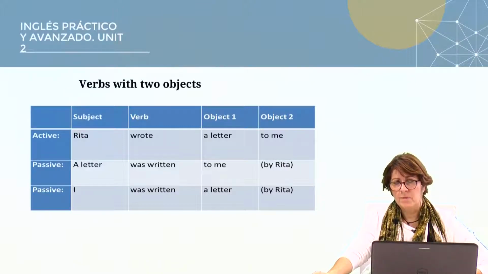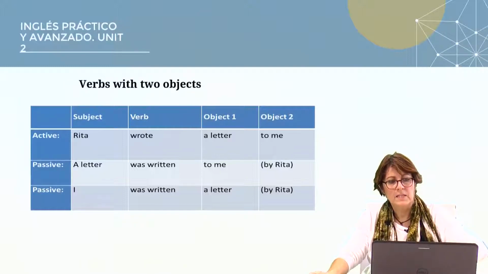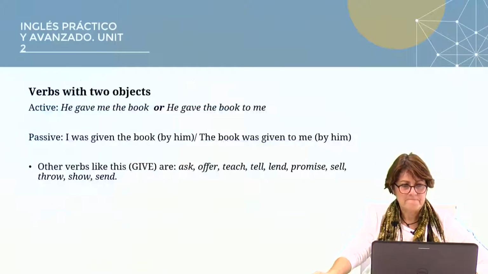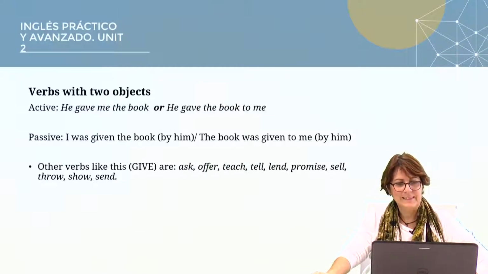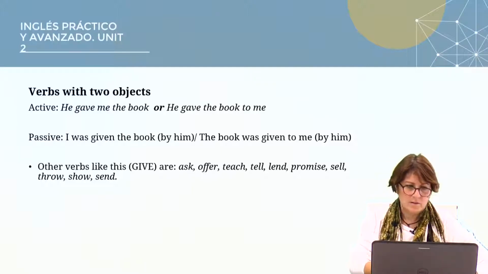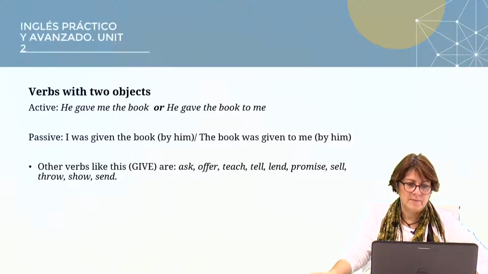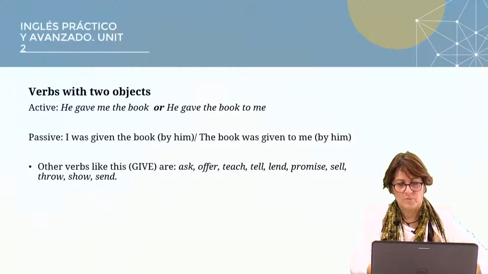Someone gave me a book. You can say I was given a book, or a book was given to me. So you can say both. And you will find this passive with two objects very frequently. For example, this is the example I gave you: I was given a book, or a book was given to me, okay? You can find this passive with two objects with verbs like give, ask, offer. A job was offered to him, or he was offered a job, for example. So with all these verbs that you have in these slides, you can have passive with two objects.